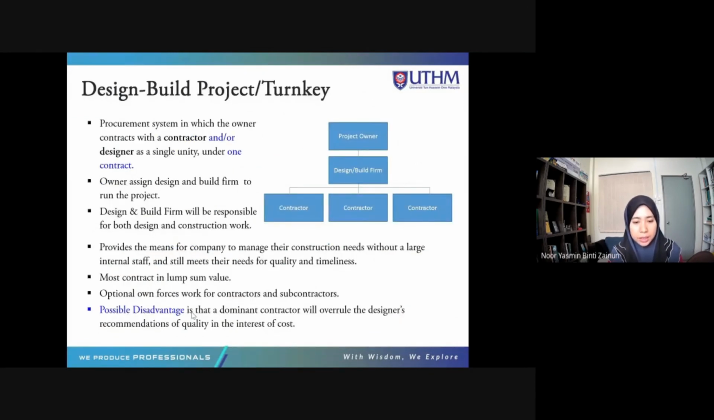And then the design build project, the turnkey, means that the project owner has hired the design firm, but the project owner does not have any contact with the contractor. The design build firm will hire contractors. Okay, so the project owner's communication is only between the designer and the project owner. Later when it is finished, the design build firm or the designer will give the key to the project owner. Hand over, turnkey. Okay.